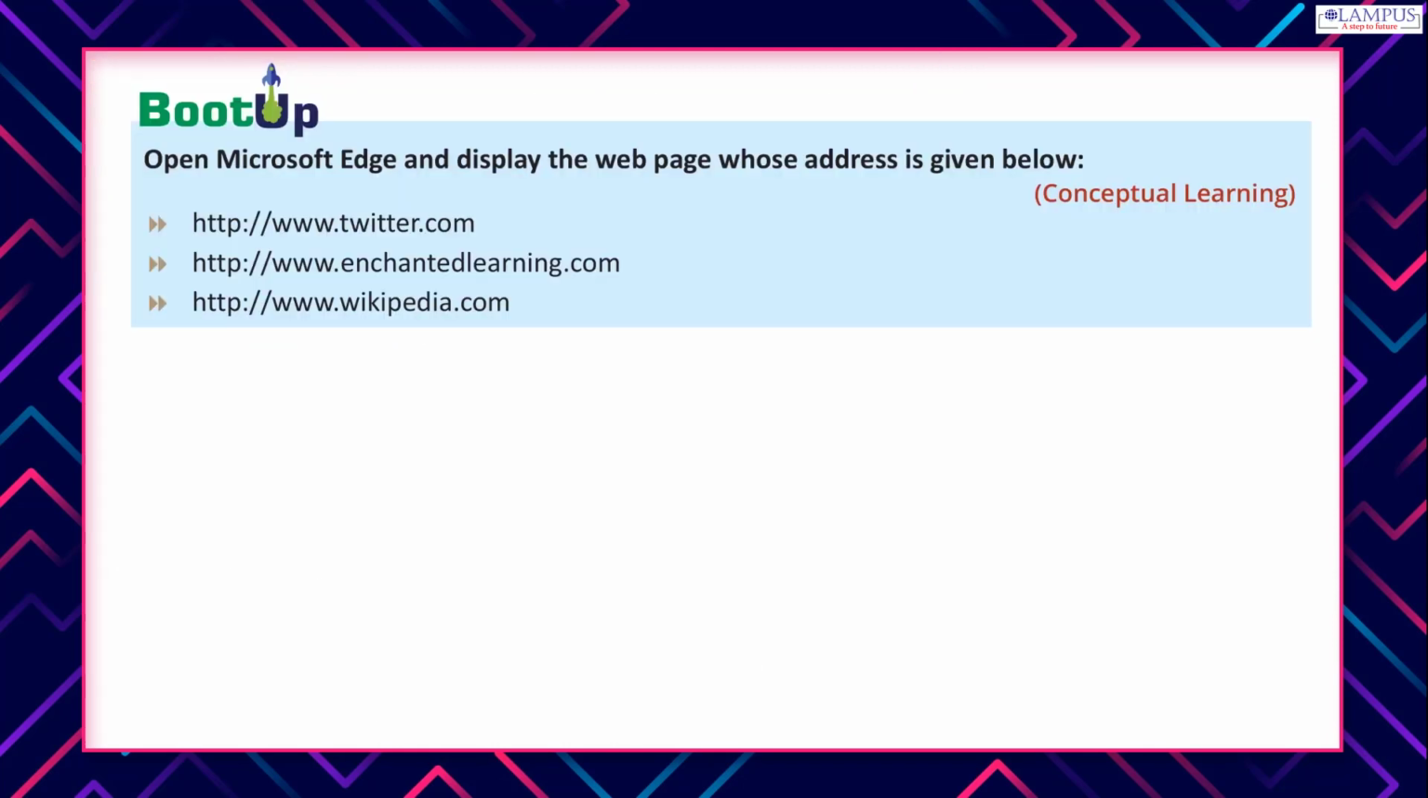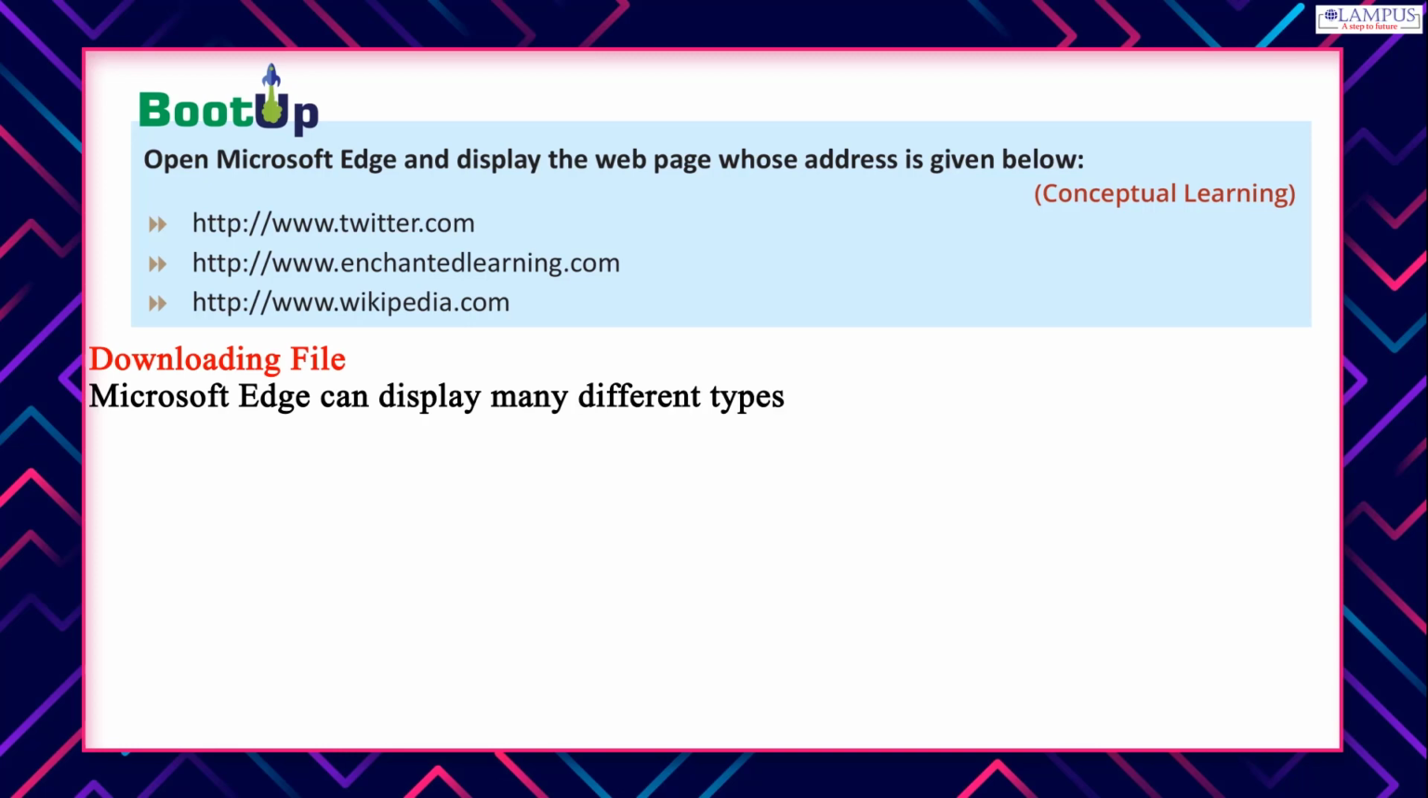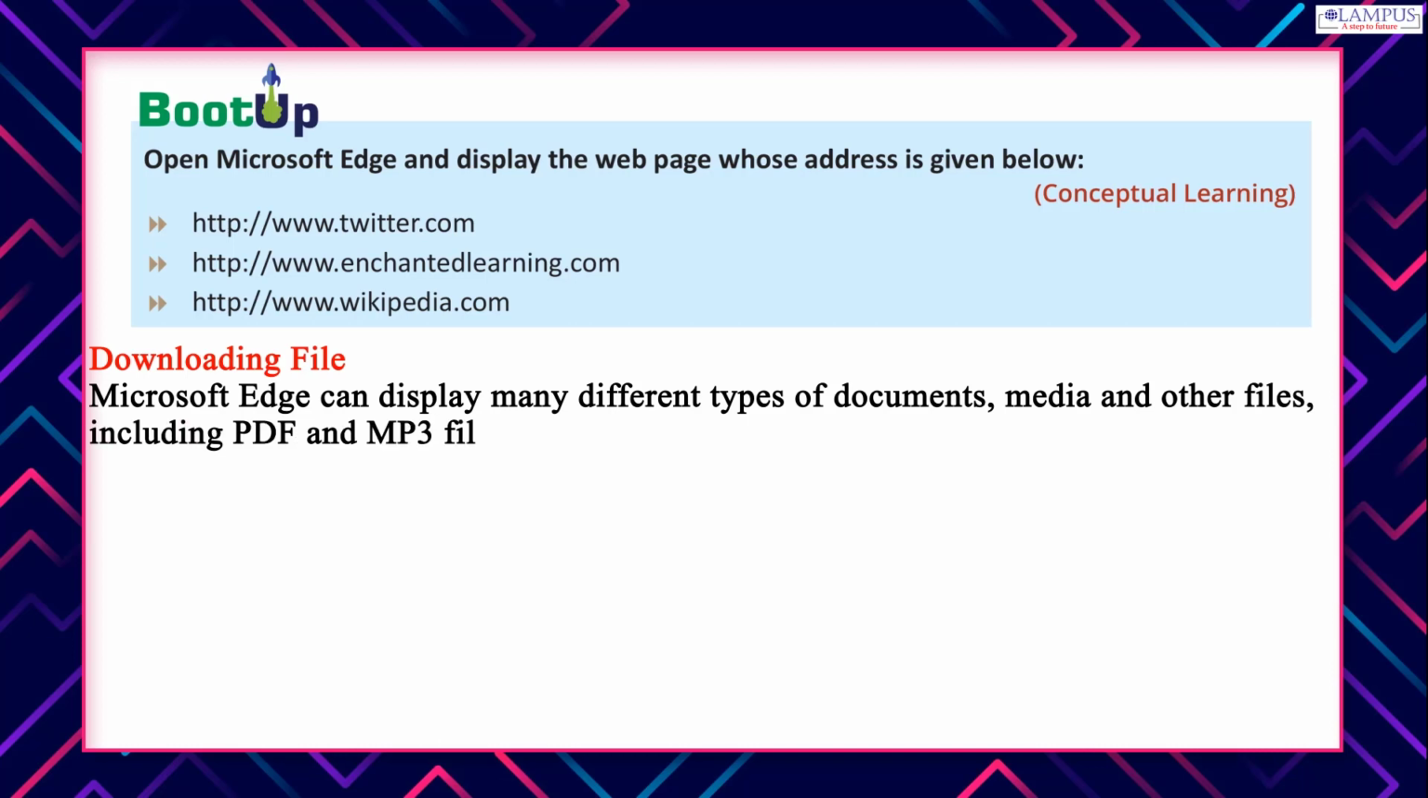Boot up. Open Microsoft Edge and display the web page whose address is given below. http://www.twitter.com. http://www.enchantedlearning.com. http://www.wikipedia.com. Downloading file. Microsoft Edge can display many different types of documents, media and other files, including PDF and MP3 files.